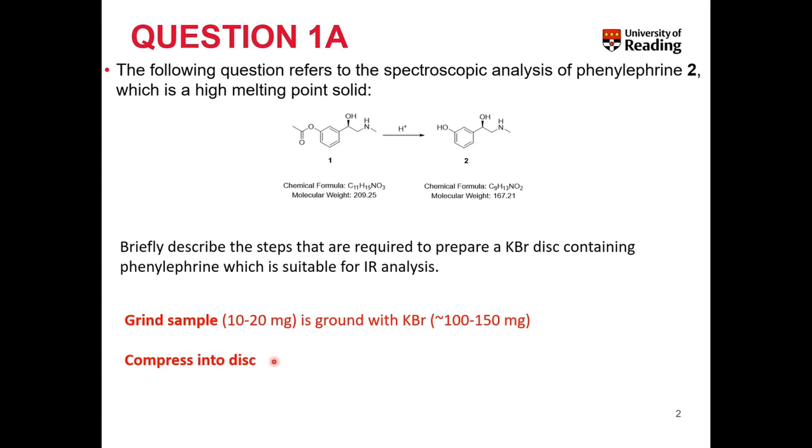I would not expect you to put in additional details such as requiring a 10-ton press or needing to add your sample to a die before it is compressed. You will just need to mention the key stages. So you would need to say that the sample is ground with KBr, give an indication as to the quantities required, and compressed into the disc. This question will be a 3-mark question and there will be 1 mark for each of those components.